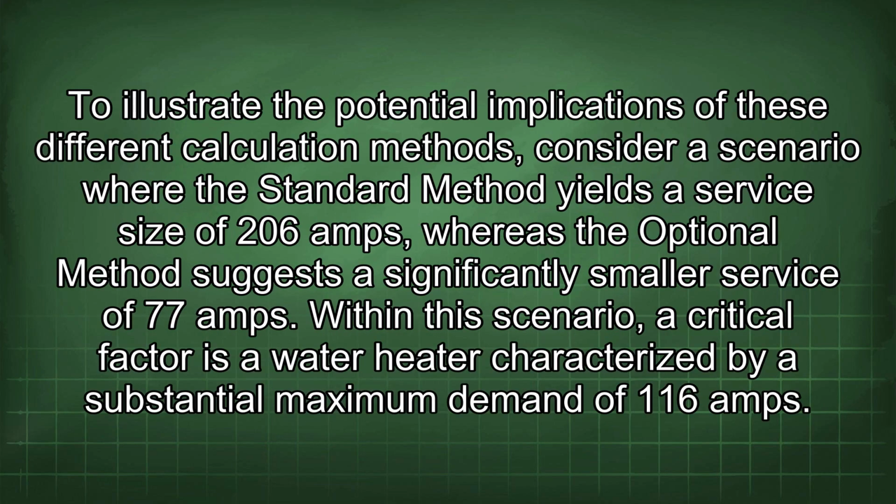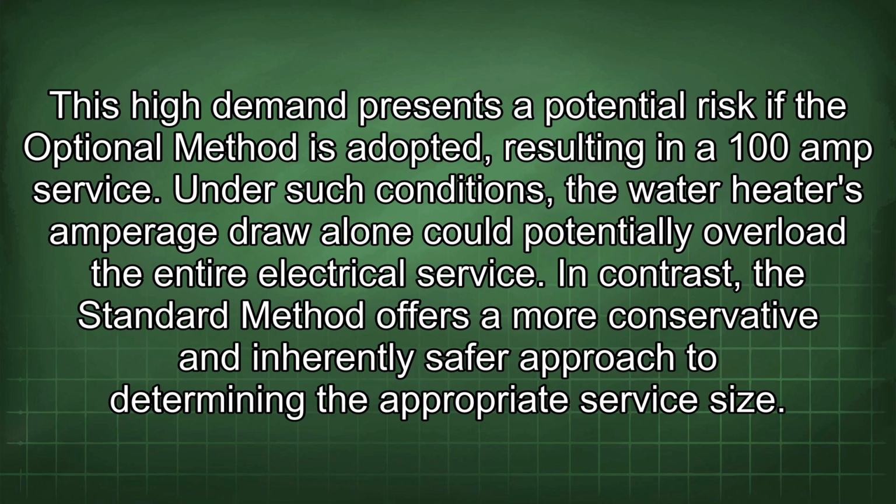To illustrate the potential implications of these different calculation methods, consider a scenario where the standard method yields a service size of 206 amps, whereas the optional method suggests a significantly smaller service of 77 amps. Within this scenario, a critical factor is a water heater characterized by a substantial maximum demand of 116 amps. This high demand presents a potential risk if the optional method is adopted, resulting in a 100 amp service. Under such conditions, the water heater's amperage draw alone could potentially overload the entire electrical service.